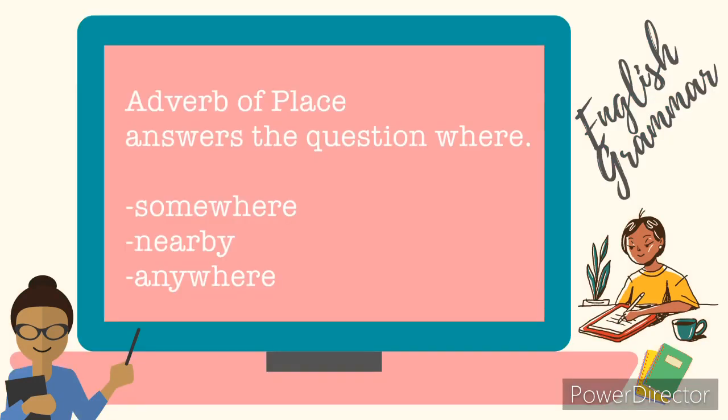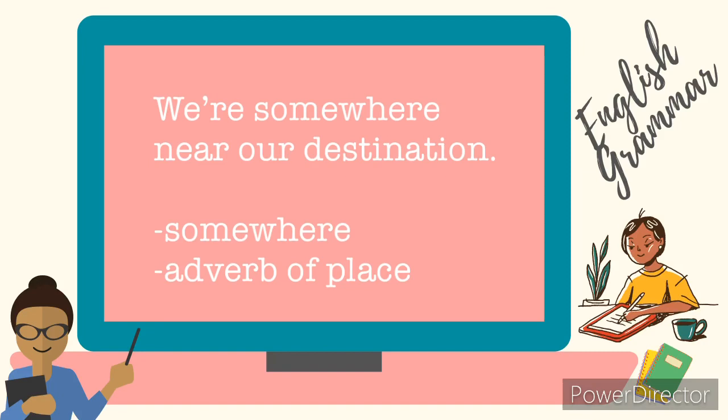Third is the adverb of place. It answers the question where. Examples are somewhere, nearby, and anywhere. We're somewhere near our destination. Where are we? Somewhere. Adverb of place.